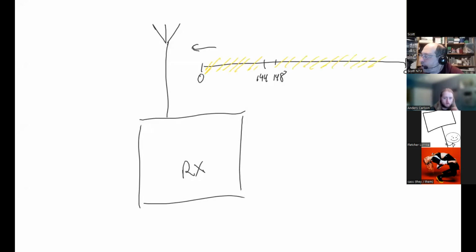Now, inside this receiver, what you have is, we'll make it an amplifier stage, right? That's a block diagram for an amplifier. All right. So how much power does an amplifier have to amplify?